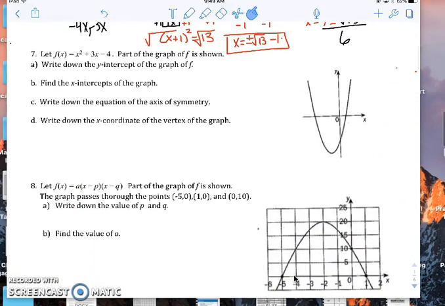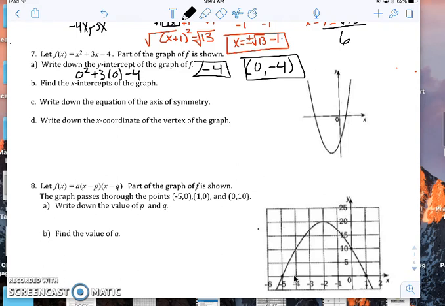Now the next one we're going to take a look at. Here's our graph, x squared plus 3x minus 4. Write down the y-intercept. Well, the y-intercept is when you plug in 0 for x. So 0 squared plus 3 times 0 minus 4. So negative 4, or we could say the coordinate (0, negative 4), is our y-intercept.